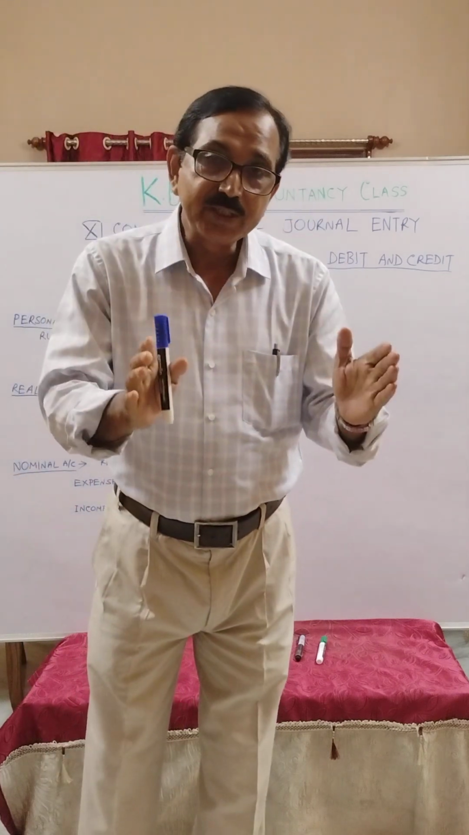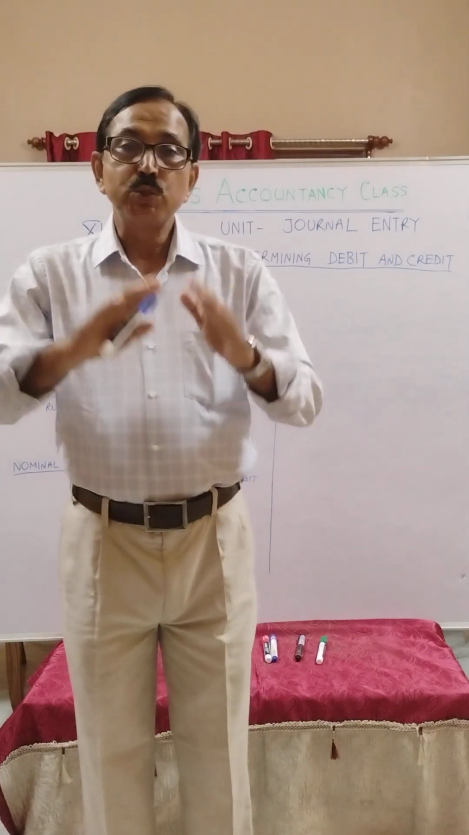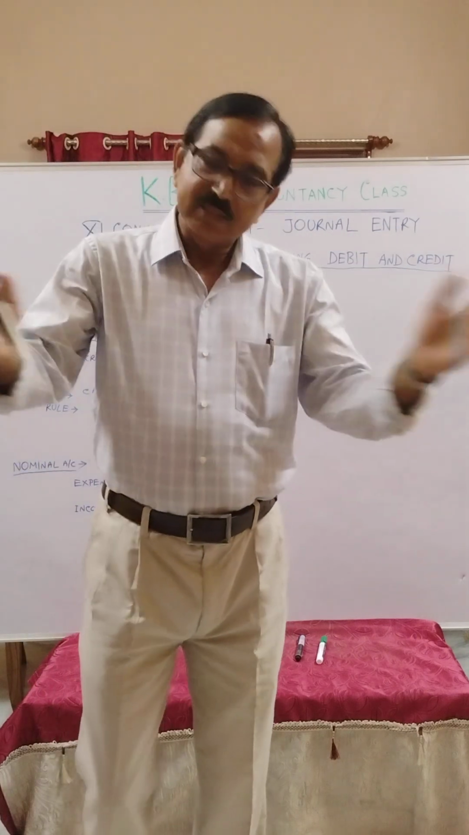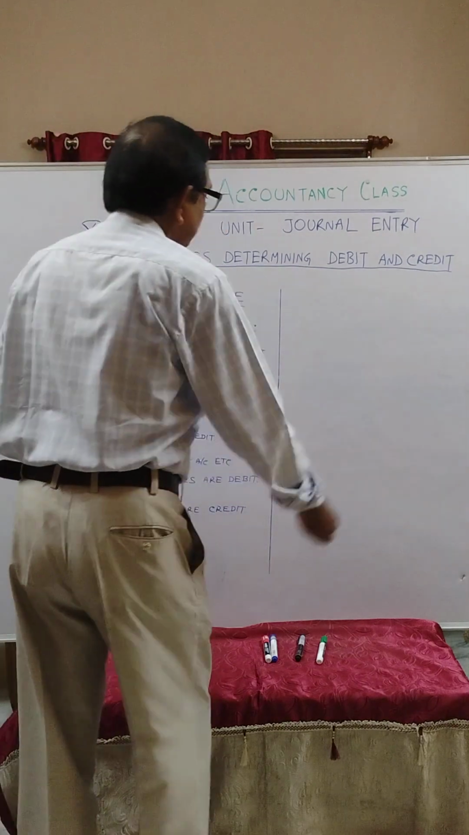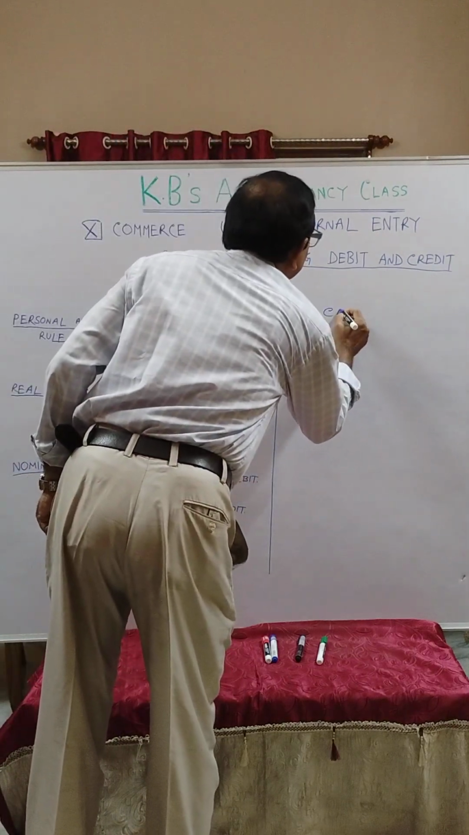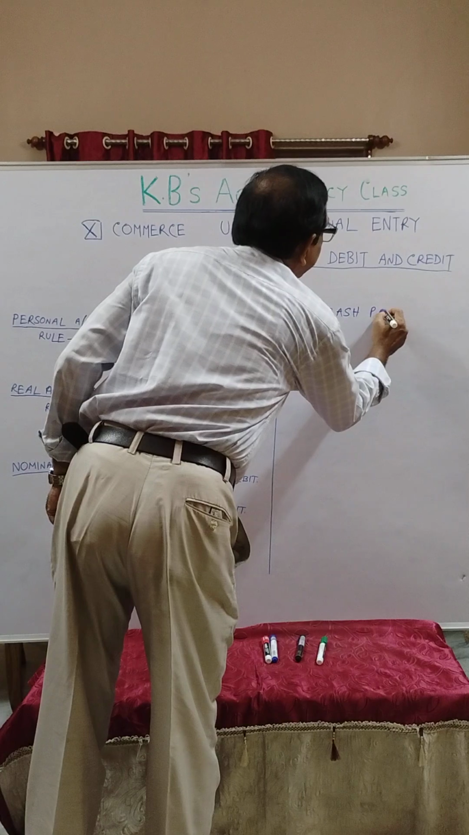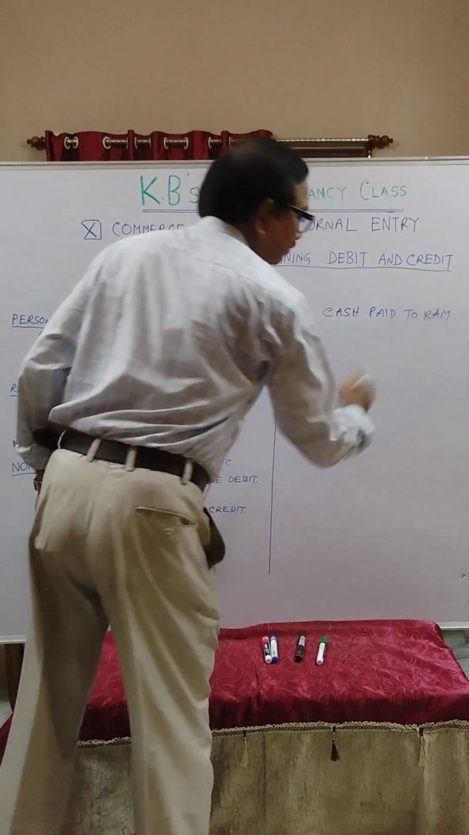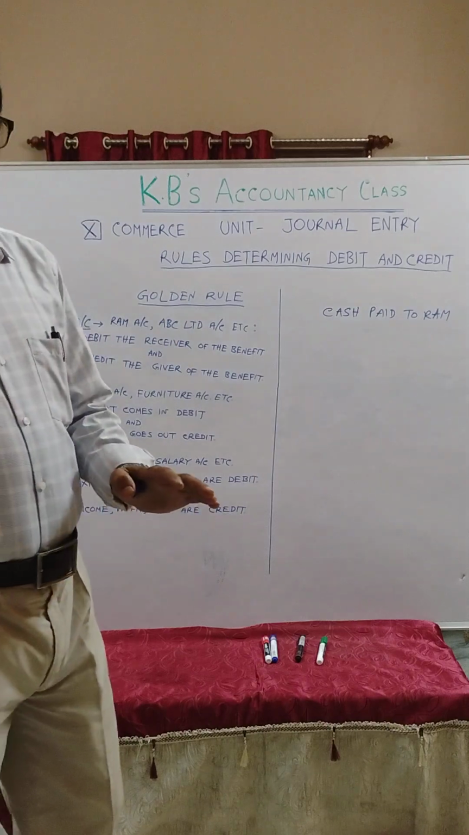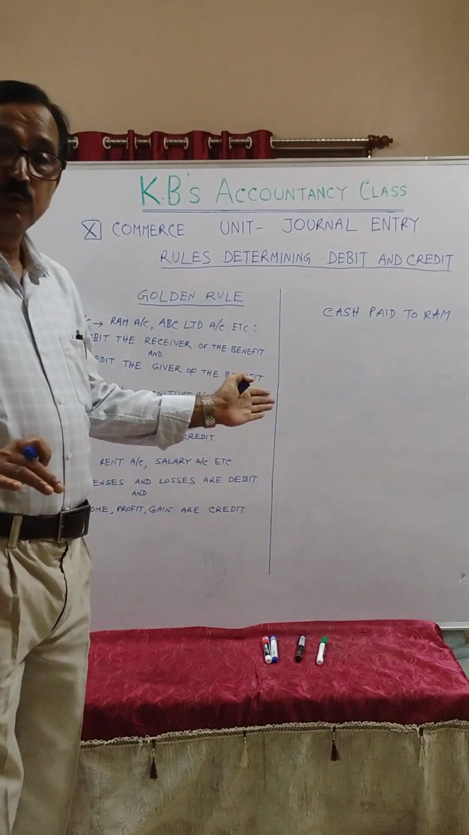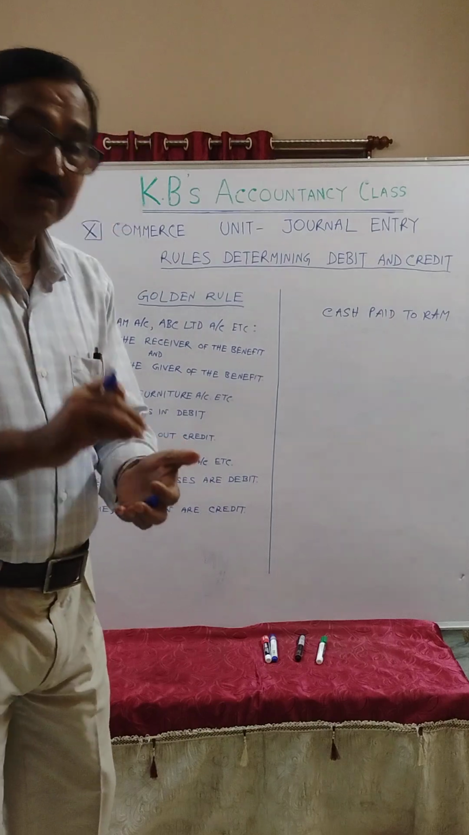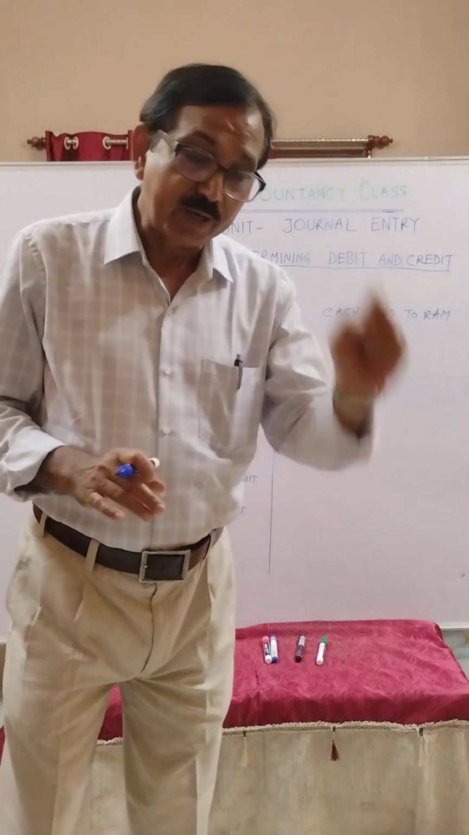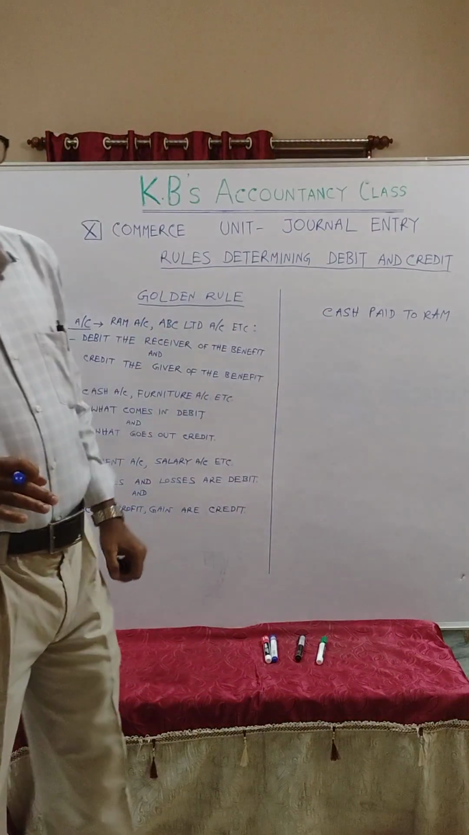First, I have to determine the two sides, that means the two accounts in the transaction. Suppose the transaction is: cash paid to Ram. Before we make debit and credit, we must determine the two accounts in the transaction. What are the two accounts?